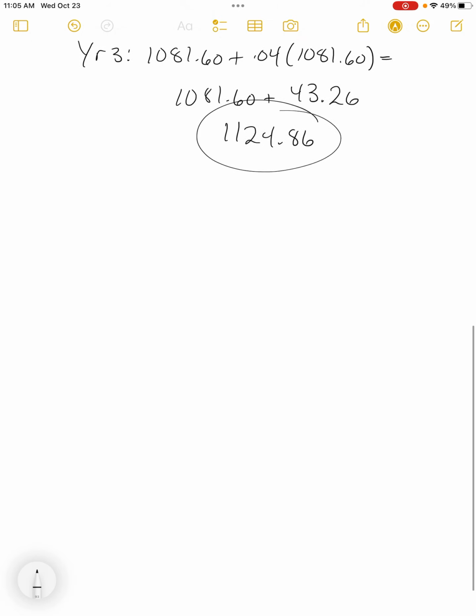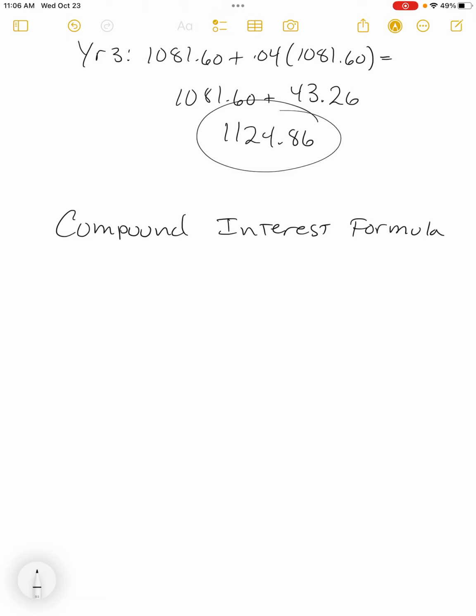So luckily, there is a formula for compound interest. So the compound interest formula is what I want to show you next. And then we'll go through and look at some questions in the book and answer those. So I'll keep it the same as what they have in our book. This is the compound interest formula. That's general.